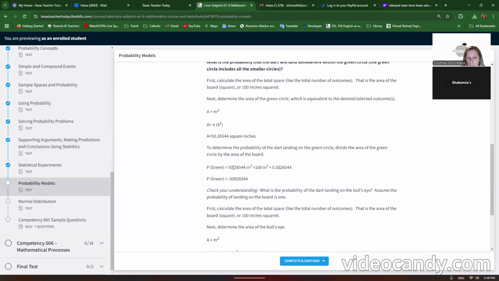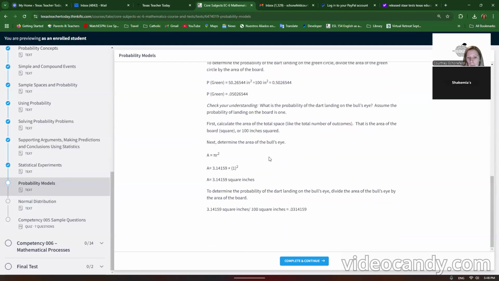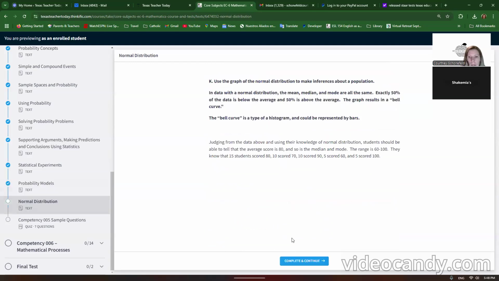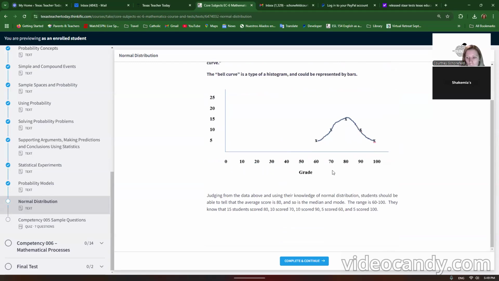Then we're just going to divide that. 50.26 divided by 100 square inches, and you get 0.5. So it's about a 50% chance of it landing on that circle. So there's a good chance you're not going to get on the dartboard. You're going to get on the empty space in the frame. And then a normal distribution looks kind of like this, right? Where there's about the same number in the top and about the same in the bottom. They call that a bell curve, where exactly 50% of the data is above the average and 50% is below the average. So that's probability and statistics.